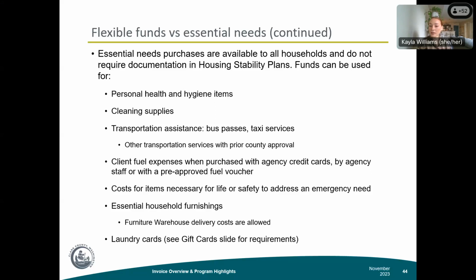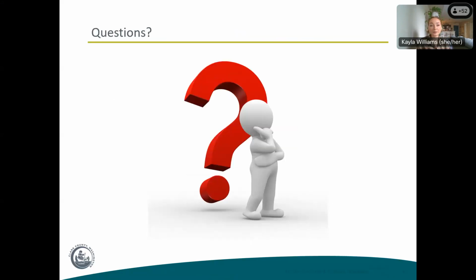And not included on this list, but I did want to note is these essential needs and flex funds do also include culturally specific services for households. And if you'd like more information on what that looks like or would like to request approval for that because it's not specifically called out in the contract, just reach out to your county contact and we can discuss what that looks like. Do you guys have any questions about those?